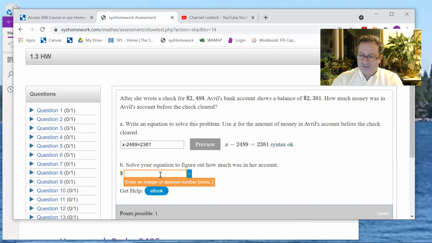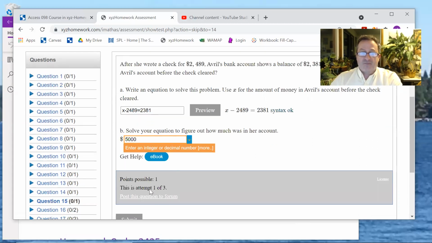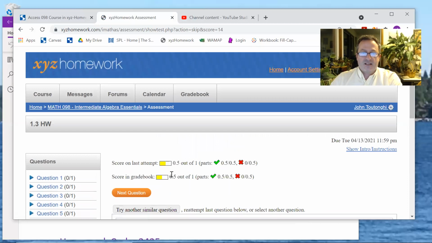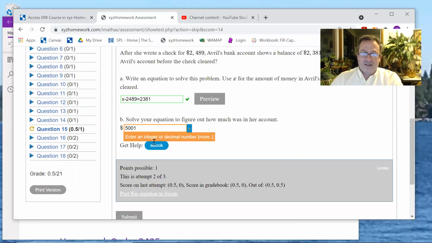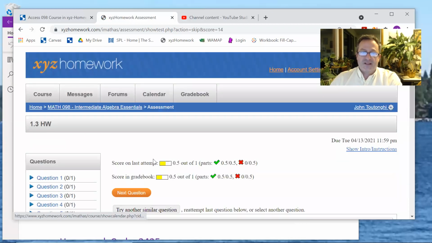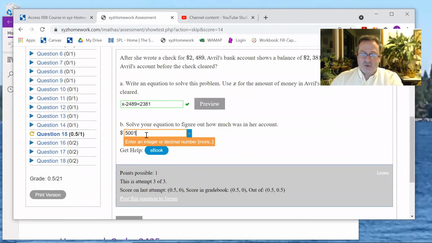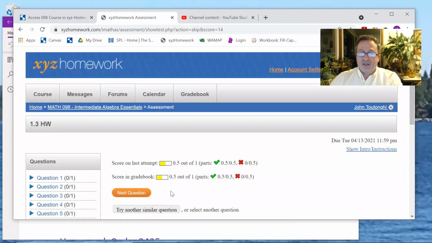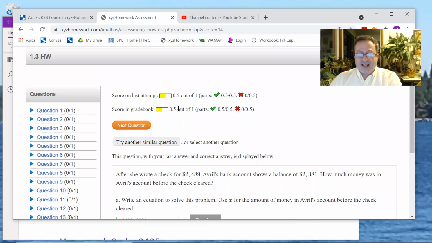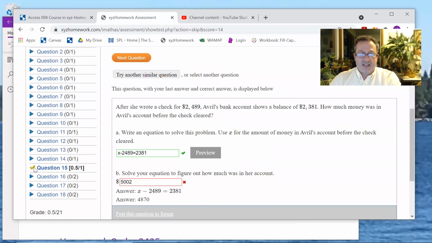So I'm going to say X equals 5,000. Let's see, do we want to enter an integer or decimal? I'm going to put $5,000 here. I know that's wrong. So I'm going to submit this. I got the one part right, but the second part wrong. So if I do this again, 5,001, also wrong. And 5,002. I'm not solving it, I'm just getting it wrong on purpose 3 times. And now I got it wrong. I got half credit. So it's yellow.